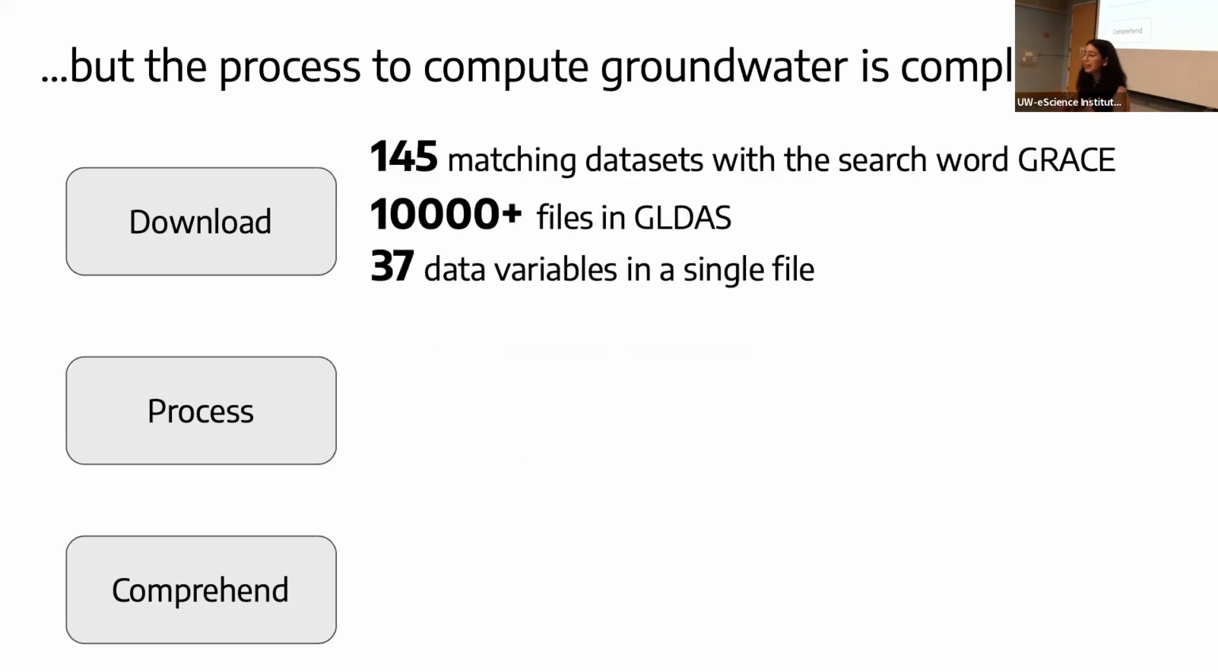So in order to download the data set, if you just search the word GRACE on NASA's Earth Engine, there are 145 matching data sets with that search. The GLDAS, which contains the soil moisture and snow water, has monthly measurements, daily measurements, hourly measurements, but you would need probably yearly measurements of soil moisture, snow water. That ends up being like 10,000 plus files for only 1 year. There are also multiple variables in a single file.